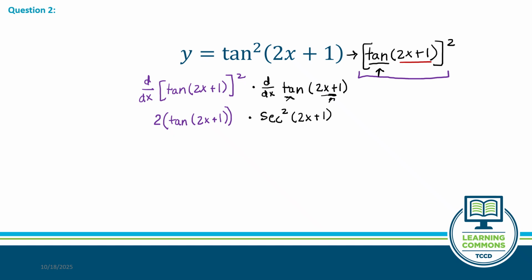All I'm focused on is tangent. So I just derived tangent and I know what it is. It's secant squared. And then I just bring whatever's in the parentheses down with me. Okay. So last but certainly not least, I have to derive the innermost function. So here we go again.